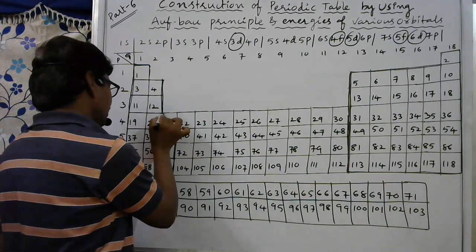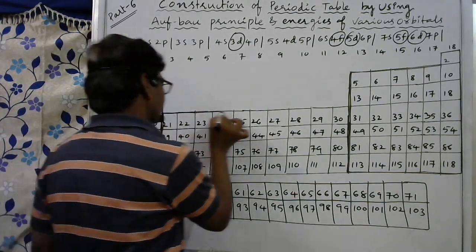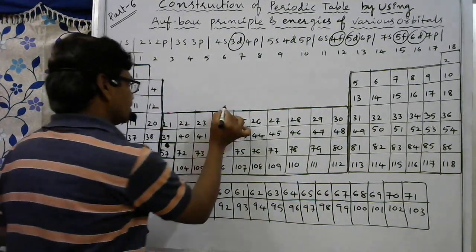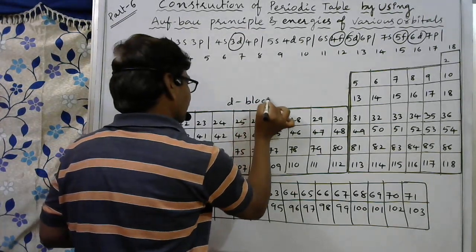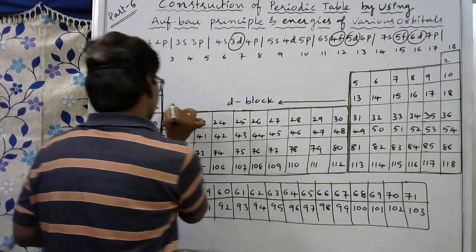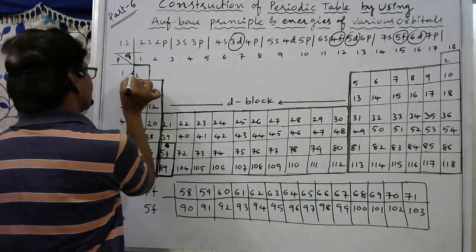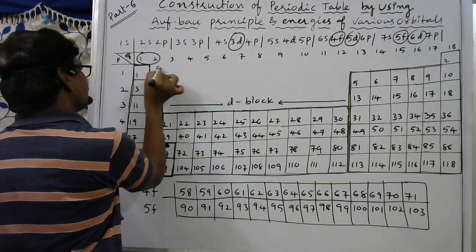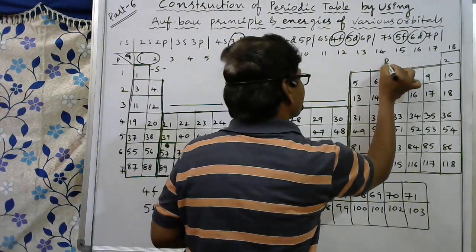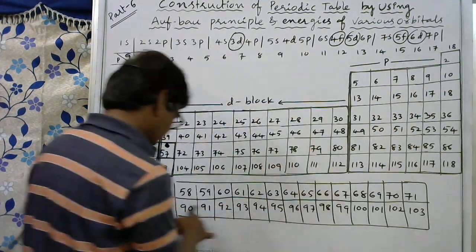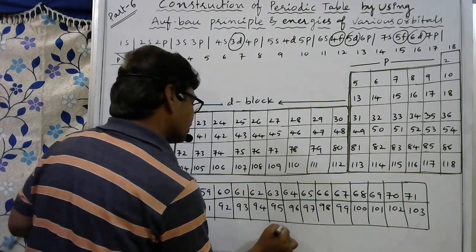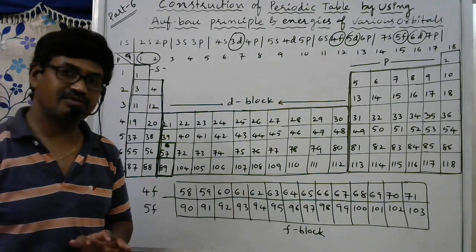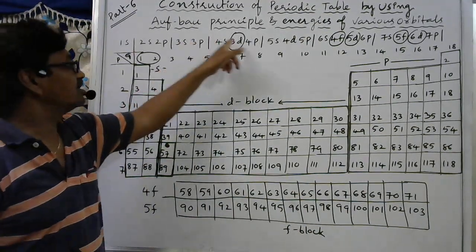In the middle, from here to here, these are nothing but the d block. And these two elements, first and second, are s block. These two come under the s block. Then from here to there, this is the p block, and from here to here, 14 elements come under the f block. So this is simply the construction of the periodic table, which depends only on this order of energies.